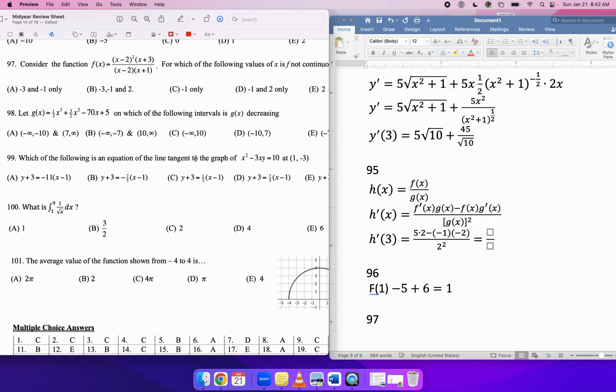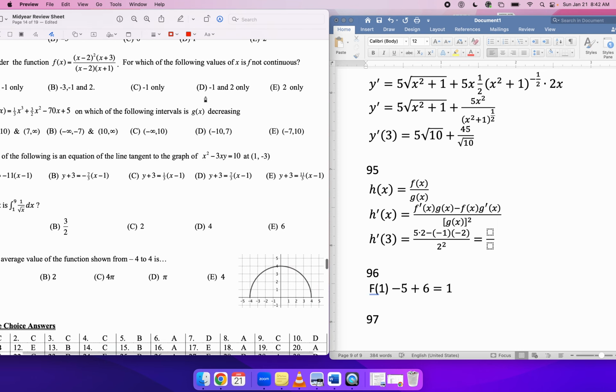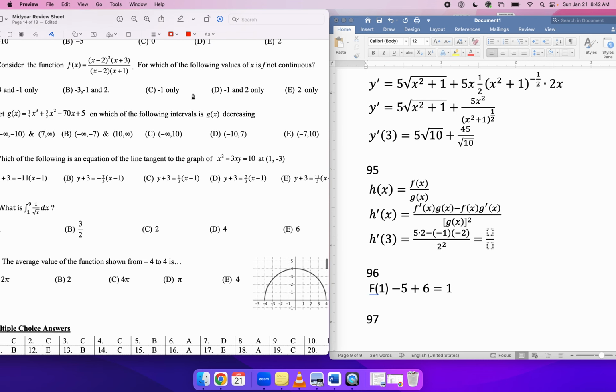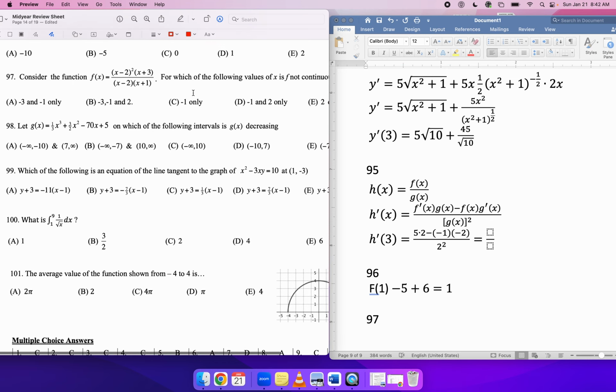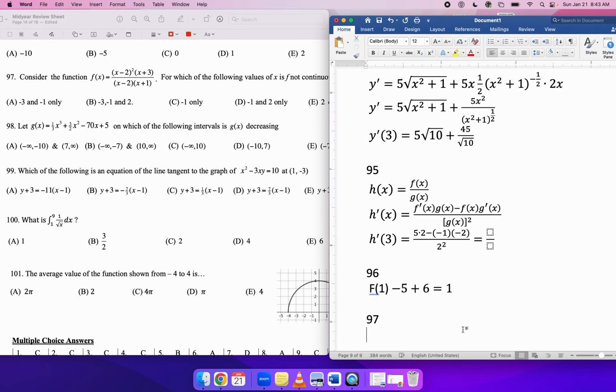97, consider the function, for which of the following values of x is f not continuous? That's just going to be anywhere this thing isn't defined. So that's at 2, and that's at negative 1. There's nothing wrong with negative 3. That's just where the function's equal to 0. And maybe you think you can cancel the 2's, so the 2 doesn't matter. No. The original function's not defined at 2. It has a hole at 2.